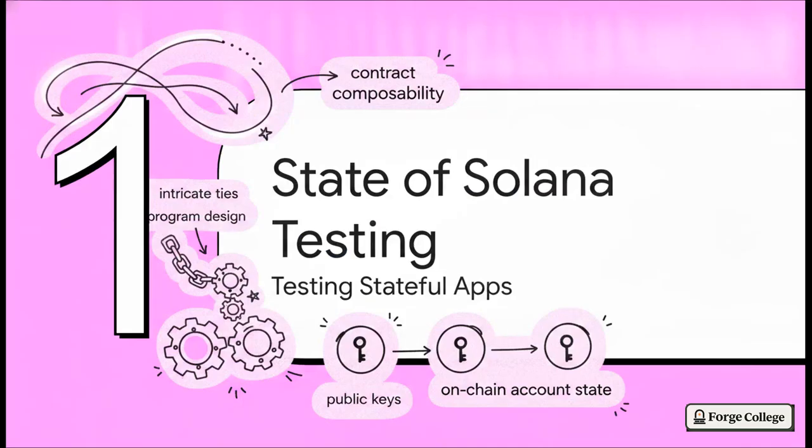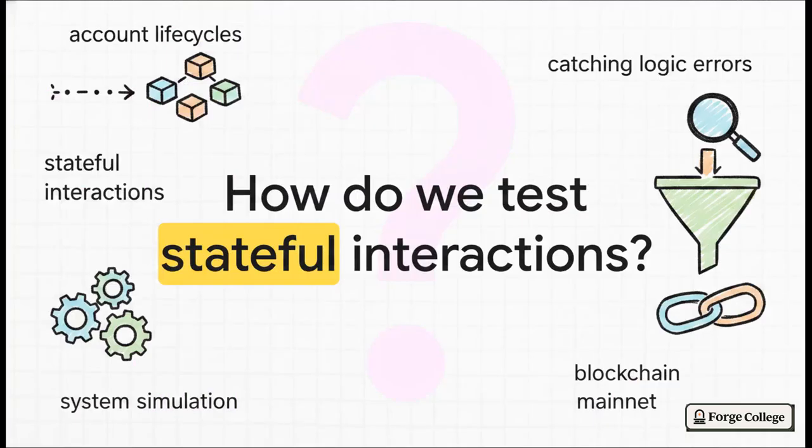Section 1, the state of Solana testing. Testing stateful apps. If you hung out with us during our previous lesson on the foundations of contract composability, you already know that Solana programs constantly change on-chain account state, which is intricately tied to specific public keys. Which brings us to a massive million-dollar question. How do we actually test these stateful interactions? Unlike simple unit tests, testing on Solana means you're constantly recreating and simulating complete account lifecycles. If you can't accurately simulate these transactions, well, you simply can't catch logic errors before they hit mainnet.